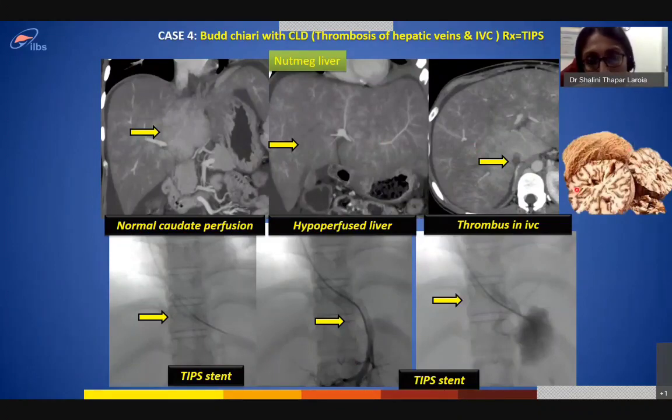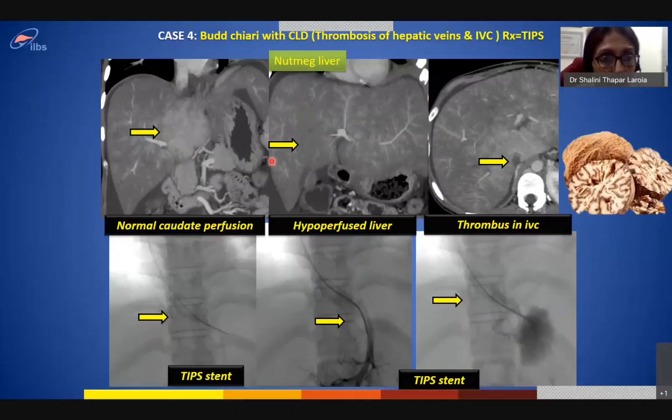Now, what does a nutmeg liver mean? So this is a picture of a nutmeg. Nutmeg is nothing but a little nut. When you cut it open, the cross section of a nutmeg shows this striated appearance where you have peripheral striations and the central part looks to be brighter. So a similar thing happens in the liver. Look at this striated appearance just like a nutmeg, which is radiating towards the sides.